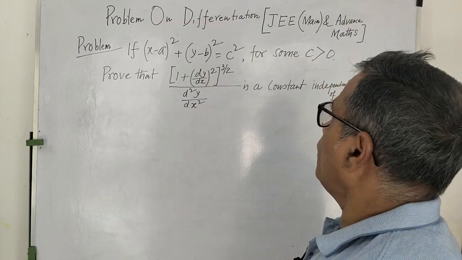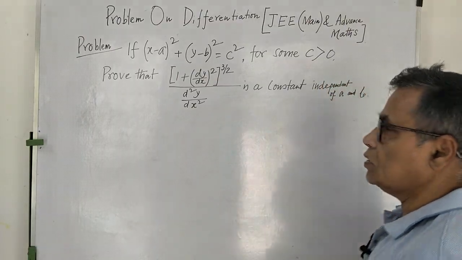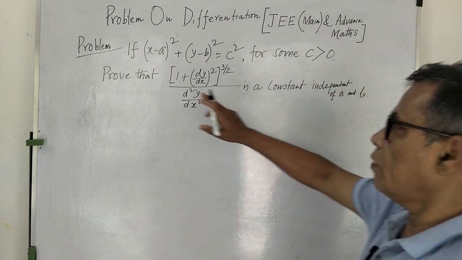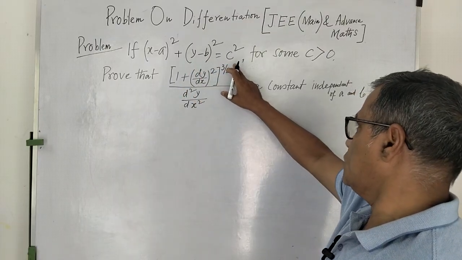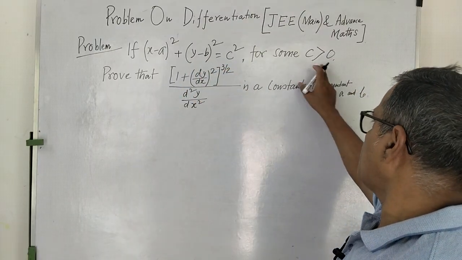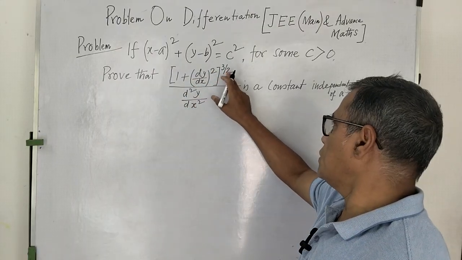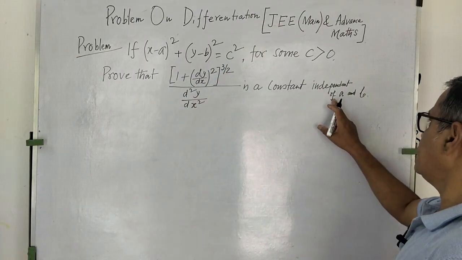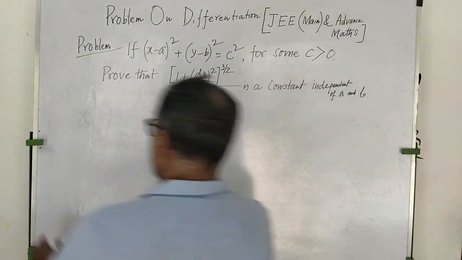We discuss a problem on differentiation which is important for JEE Main and Advanced maths. Problem: if (x − a)² + (y − b)² = c² for some c > 0, prove that (1 + (dy/dx)²)^(3/2) / (d²y/dx²) is a constant independent of a and b. Okay. Solution.